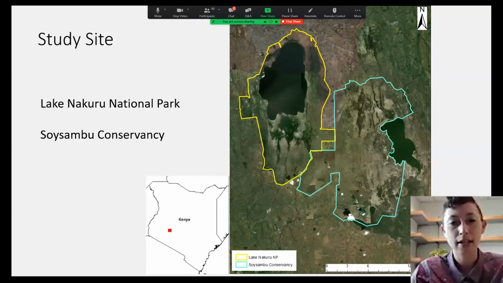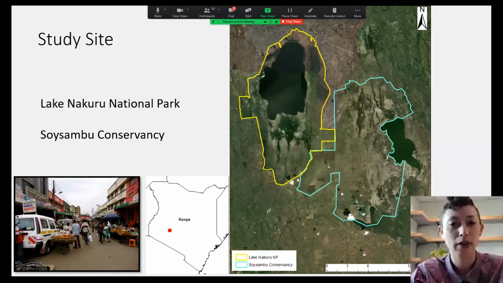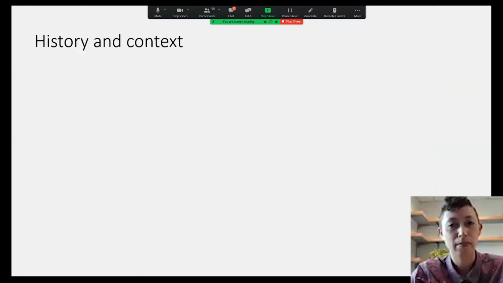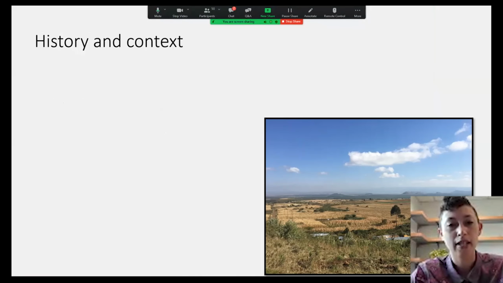And then Nakuru City to the north is one of the fastest growing cities in East Africa, and it's directly adjacent to the national park. There's also really dense development around both protected areas with considerable immigration of people into this region. I'll give you some context about this area to set the stage for the case study. As you saw on the previous slide, Lake Nakuru National Park and Soysambu Conservancy seem to function as ecological islands amid an influx of human development and subdivision. And this photo is a great example of the subdivided agricultural landscapes surrounding the two protected areas.